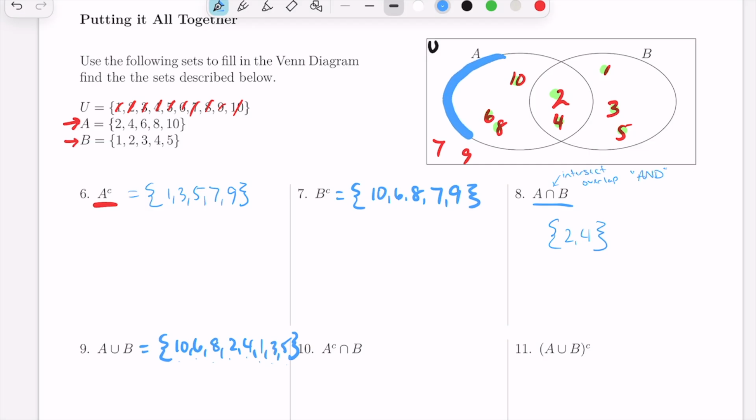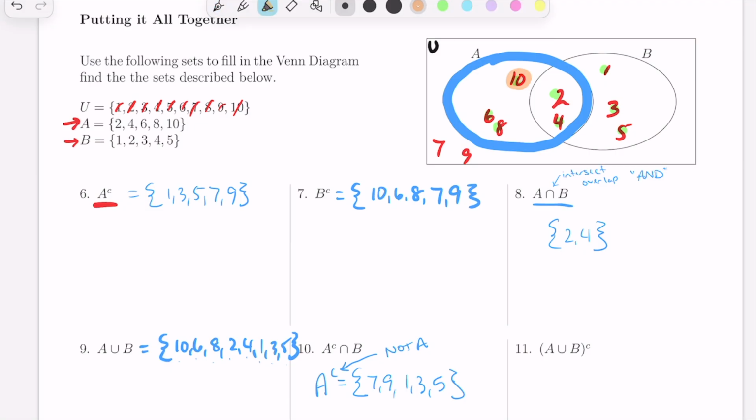First of all, A is everything inside the circle, which means A complement is everything outside the circle. So A complement would be 7, 9, 1, 3, and 5. Those are all outside of our circle. In other words, they are not A, right? So A, of course, would be 10, 12, 4, 6, and 8. That's A. So not A is everything outside. Not A would be 7, 9, 5, 3, and 1.